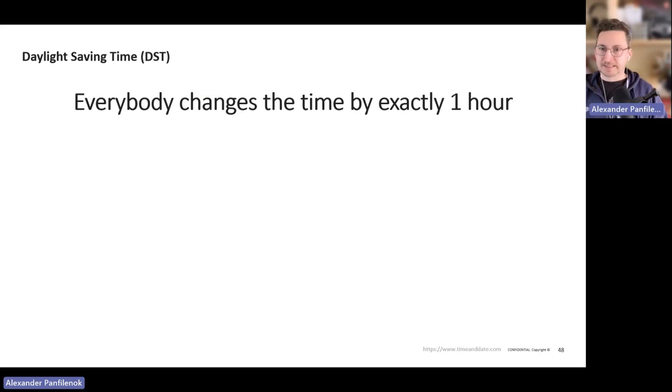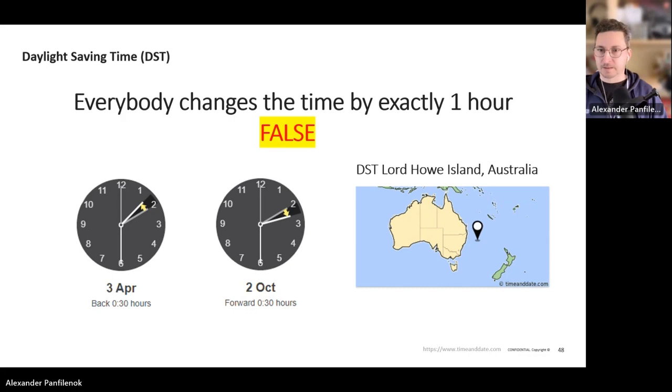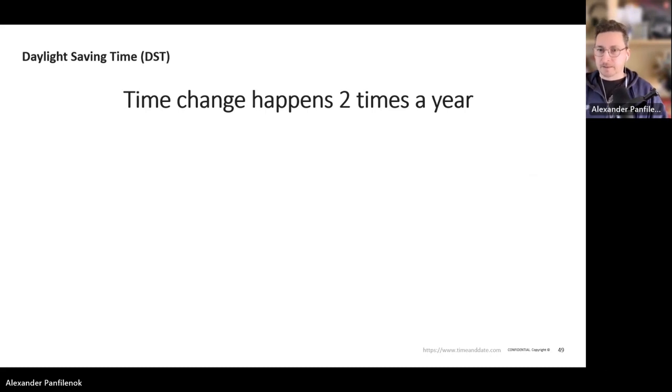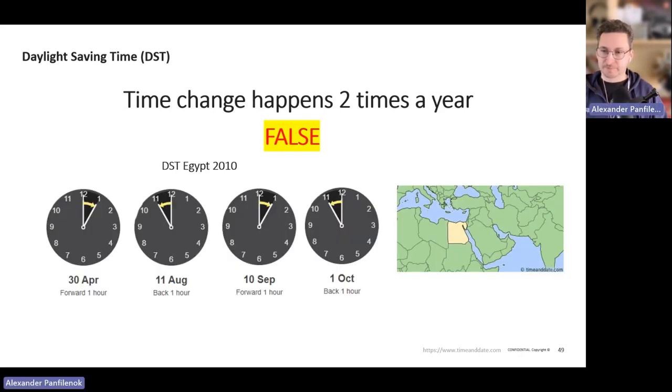You say, okay, but at least everybody switches exactly for 1 hour. And this is also not true. Here is an island called Lord Howe, which is near Australia, and they do switch only 30 minutes. But this one should be simple. Time changes happen twice a year. Well, not true. Here is Egypt in 2010. They decided to switch time 4 times a year, and this is related to Ramadan.